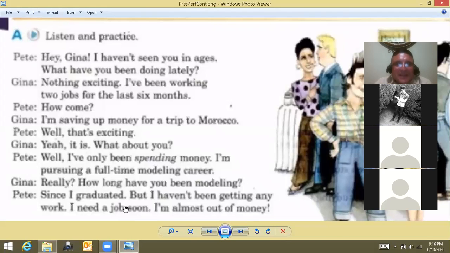I've been working. Uh-huh. What would be the next one? I've only been spending money. Good. Yes. What's the other one? It's a question. How long have you been modeling? Yes. And the last one? I haven't been getting any work. Good, very good. All right, any questions about the present perfect continuous?